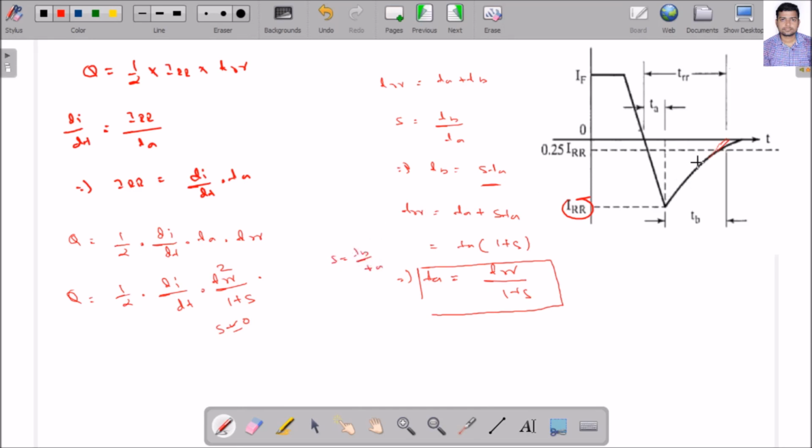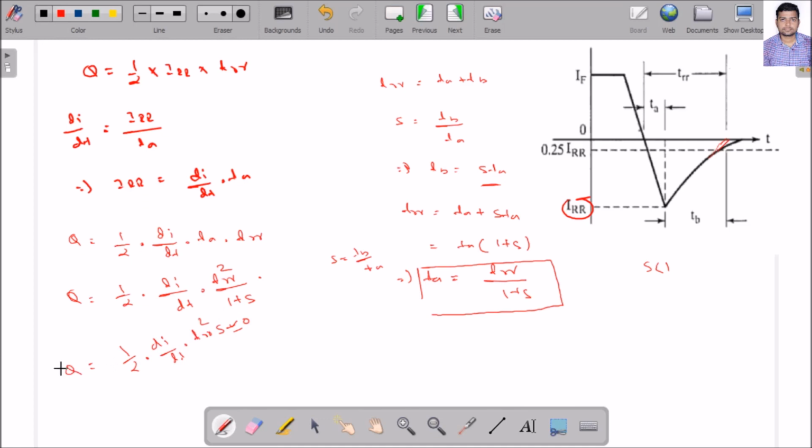If it is fast recovery, I can say, I have already seen when S is less than 1 means it is fast recovery or snappy recovery. If I am assuming my diode is fast recovery or snappy recovery, I can assume TB equal to 0. If TB equal to 0, then S equal to 0. Then what is charge? Charge equal to 1 by 2, that is di by dt into TRR square.